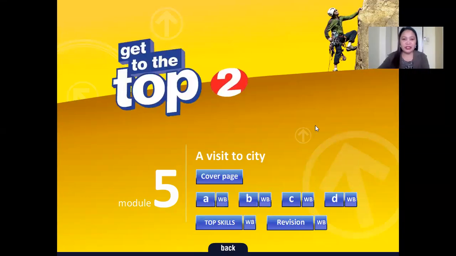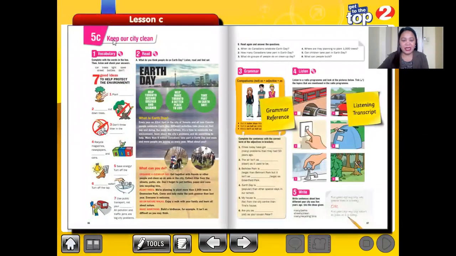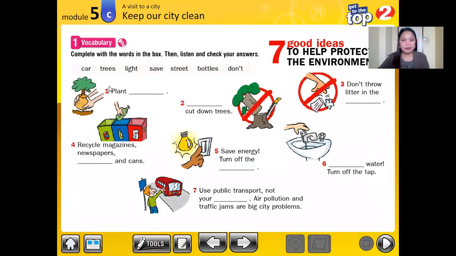Today we are going to continue our lesson for our Module 5, a visit to a city. And we are already in 5C. The title for 5C is Keep Our City Clean. Open your books, class book to page 66, and let's follow here.